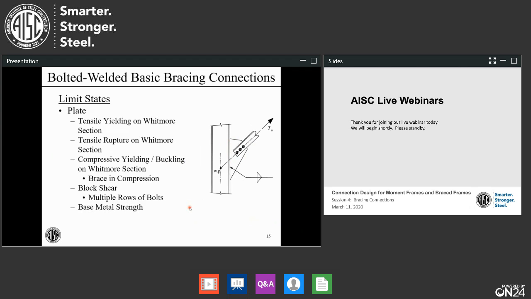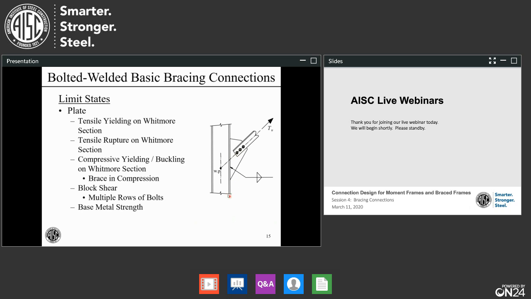Now moving into the plate, we have tensile yielding, tensile rupture, or compressive yielding or buckling on what's called the Whitmore section. Notice that Whitmore section in all three of these. And we'll discuss that in some detail shortly. Note that the way this is drawn, this brace is in tension, so tensile yielding and rupture would apply. If this brace force was reversed into compression, then the compressive yielding or buckling down here would apply.